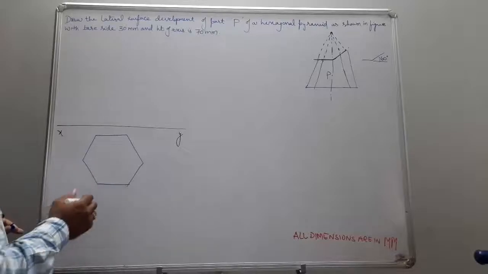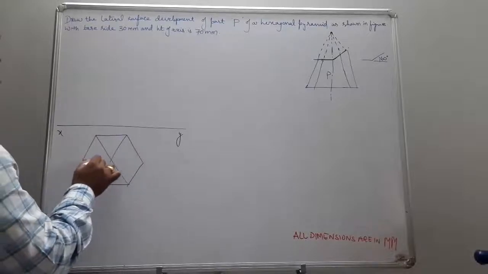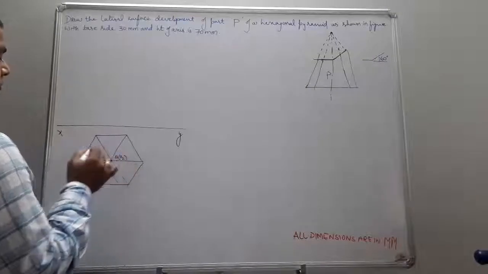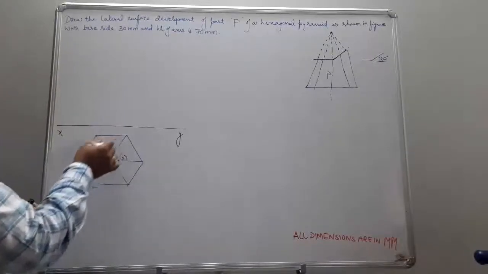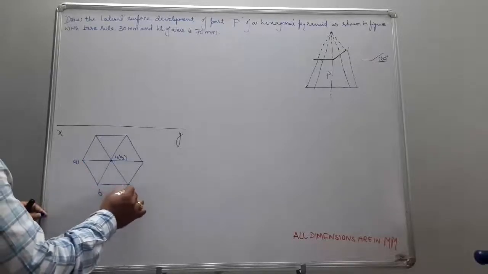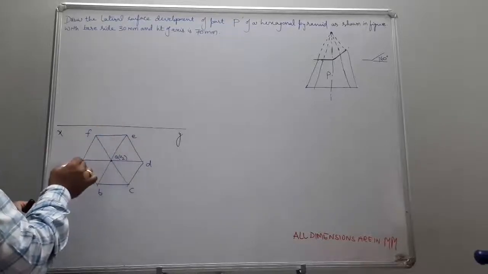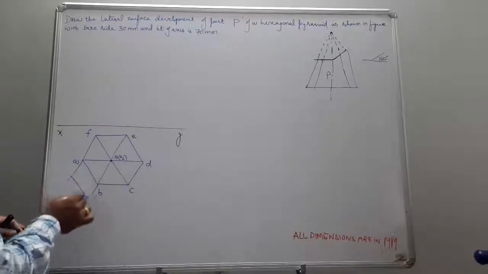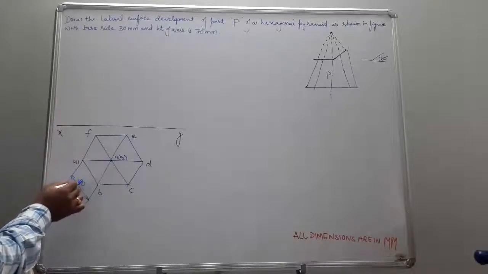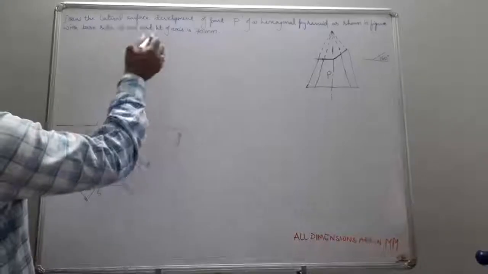So this was the hexagonal pyramid. This becomes your O1 and O2. This was the apex. All the corners are supposed to meet at the apex. Corners are A, B, C, D, E, F. So what was the base side given? Base side is given 30. And what was the height of the axis? Height of the axis is given 70.